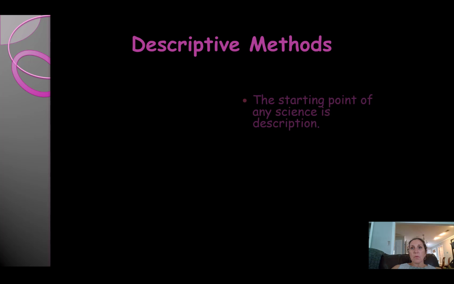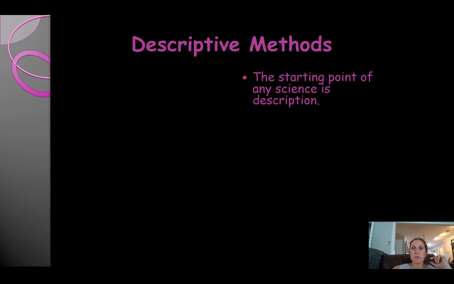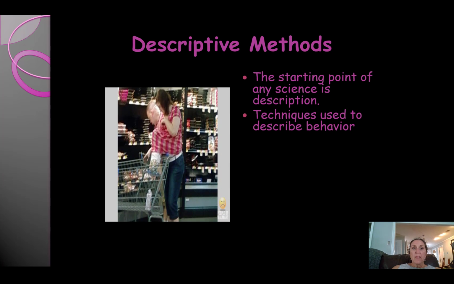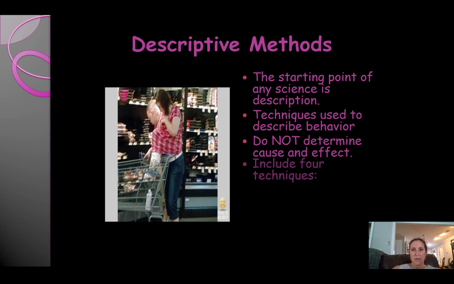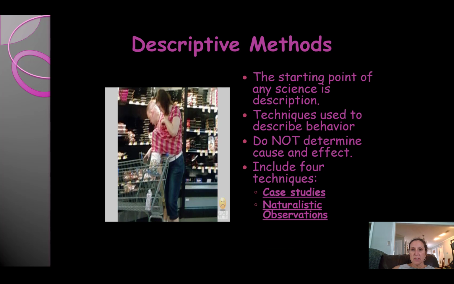Now, one of the methods that we can use in psychology is descriptive methods. So this is a starting point of any science's description. All right. So we need to establish some techniques to describe behavior. We are not trying to determine cause and effect. We are literally just describing somebody's behavior. Okay. So 4 techniques. Number 1, case studies. Number 2, naturalistic observation. Number 3, laboratory observation. Number 4, surveys. These are our descriptive methods.